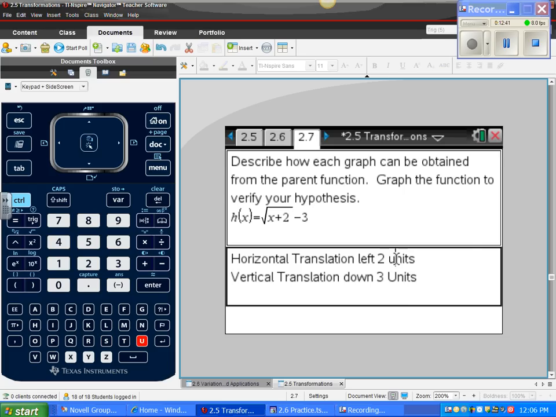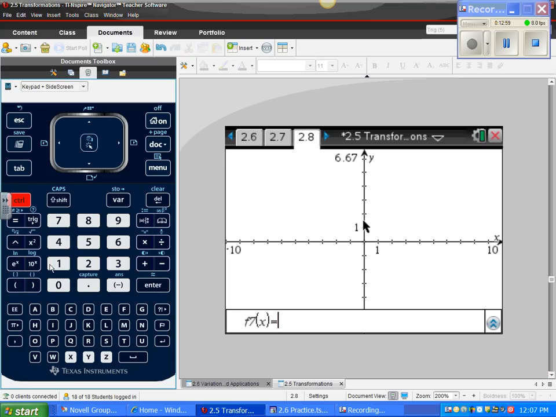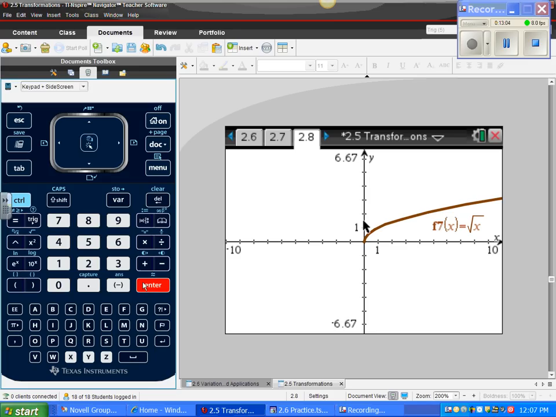I guess I don't need my u's to be capital. Okay. All right, so let's take a peek. My parent function, I'm going to insert a graphs page here. My parent function, again, would have been the square root of x. Okay. But what I've done to that is I've taken it, let's go one step at a time here. The first step was to add the 2.